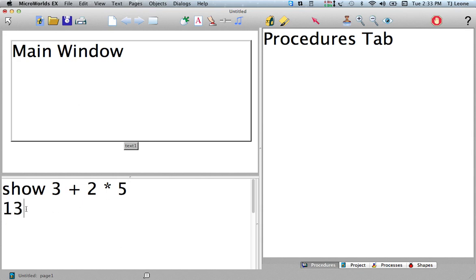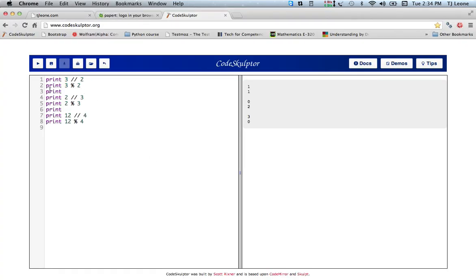Okay, but if we wanted to change the order of operations, what we could do is put in parentheses like this. And now we added the 3 and 2 together to get 5, and then 5 times 5 is 25. Okay, and we can do a similar thing in Code Sculptor. So if we say print 2 plus, let's say 3 times 5. Or let's do it the other way we did it before. 3 plus 2 times 5. And then if we stick in the parentheses.